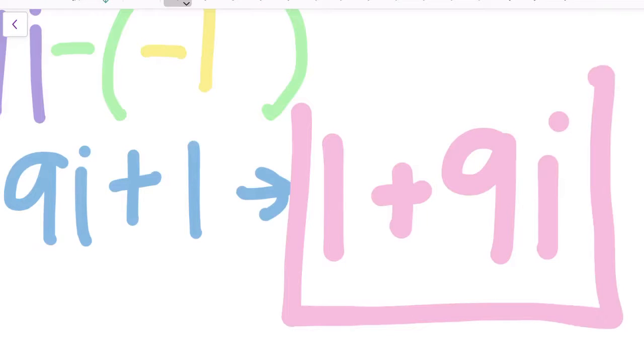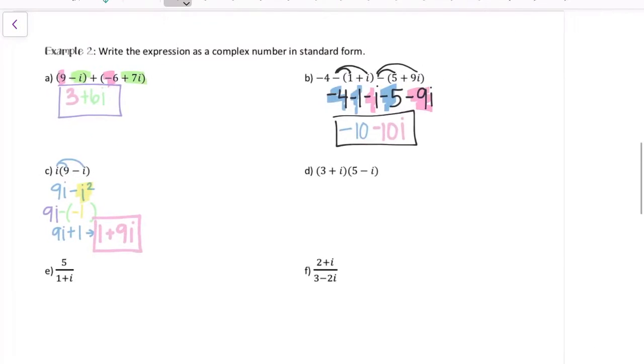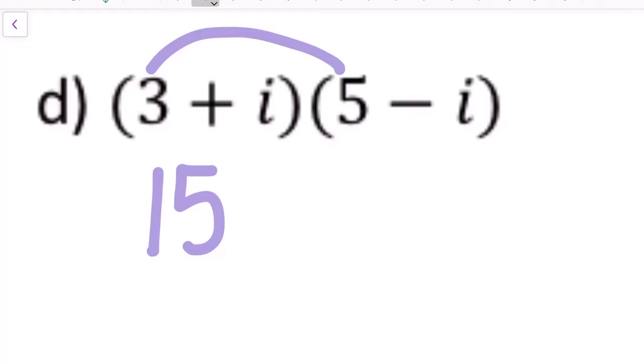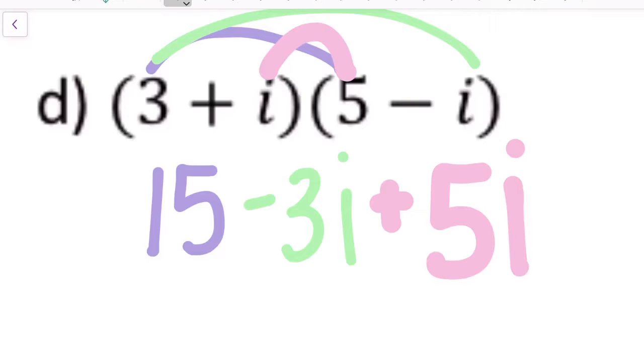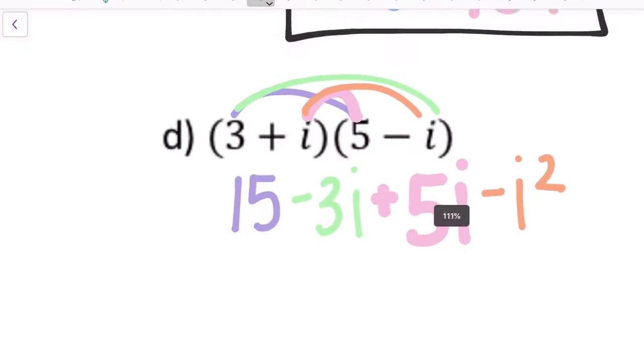In D, we foil. Everyone goes where? 15. 3 times 5. Our firsts, we get 15. Our outsides are negative 3i, and our insides are positive 5i. Negative 2 or negative i squared. Right, negative i squared. Good job.